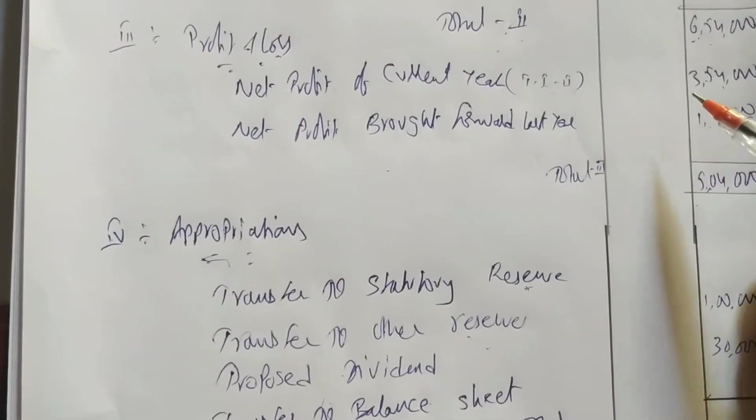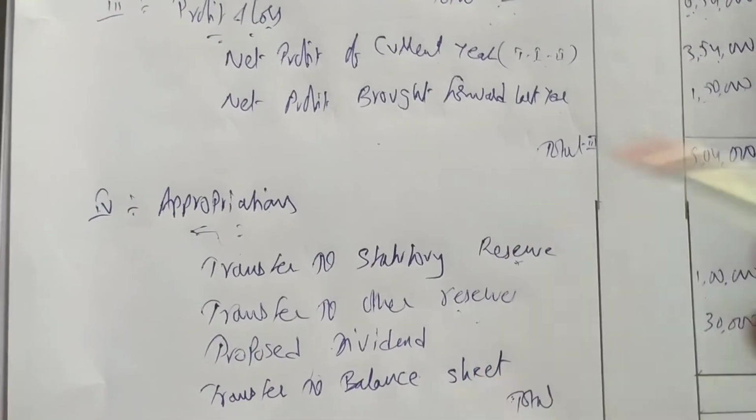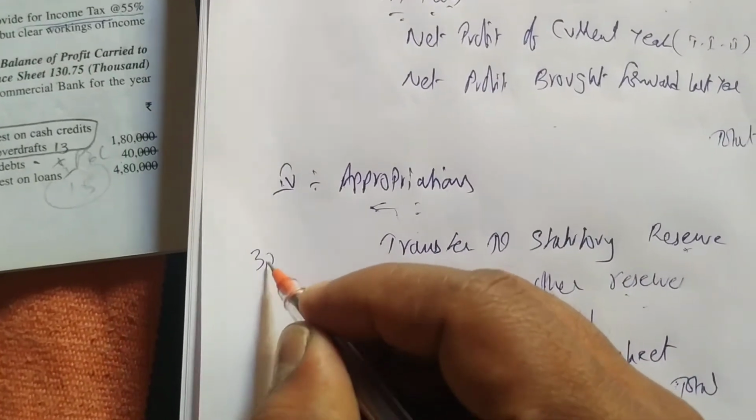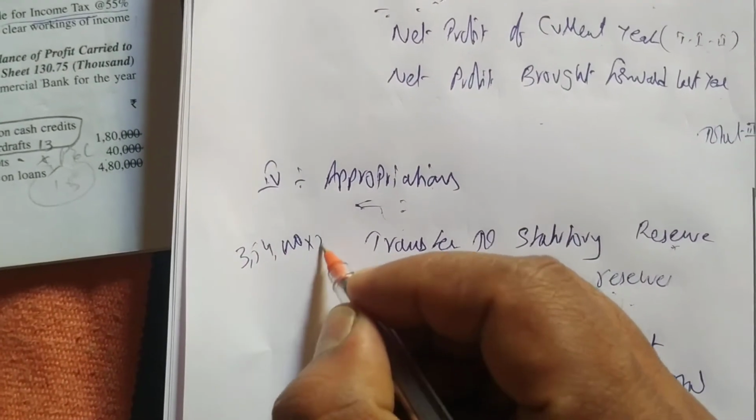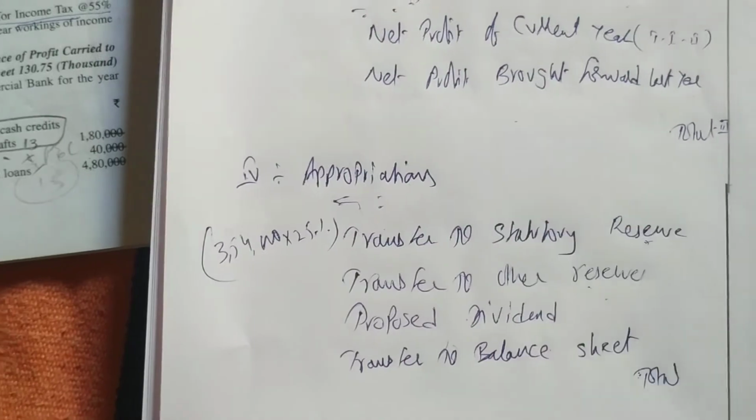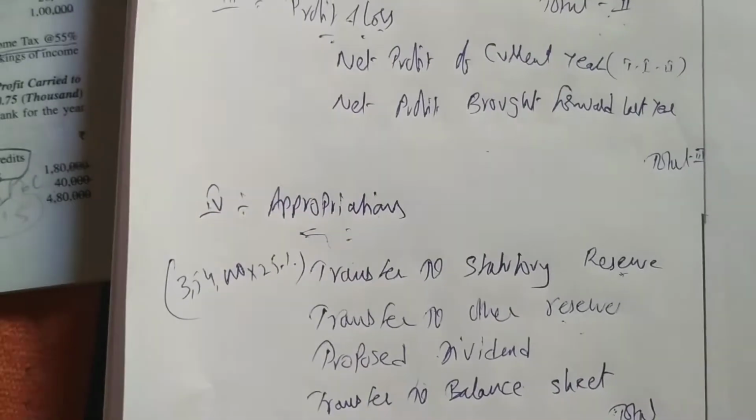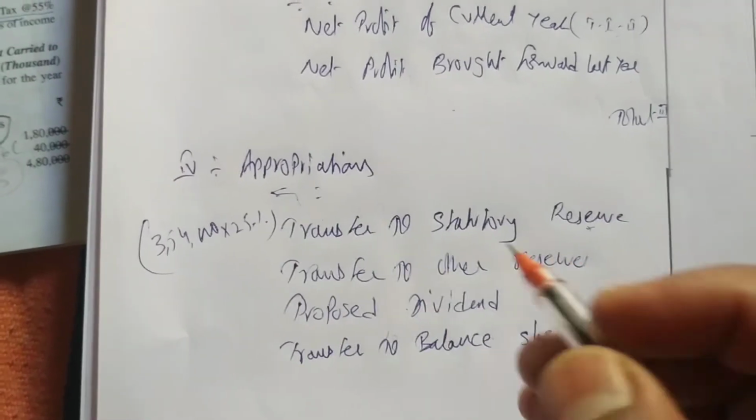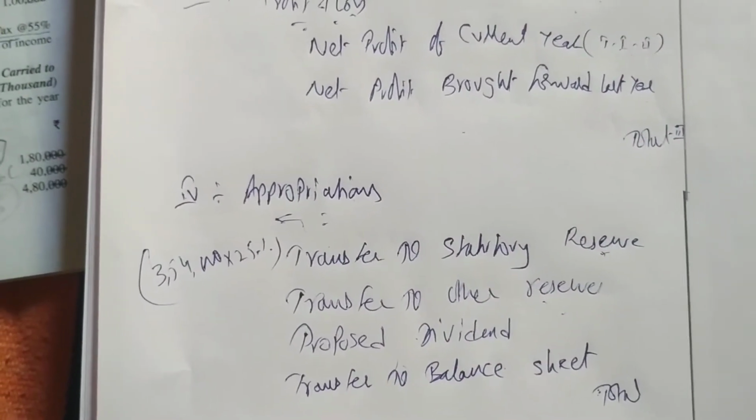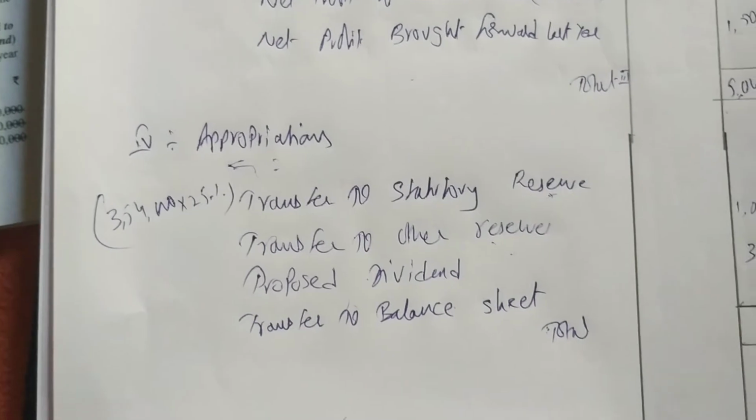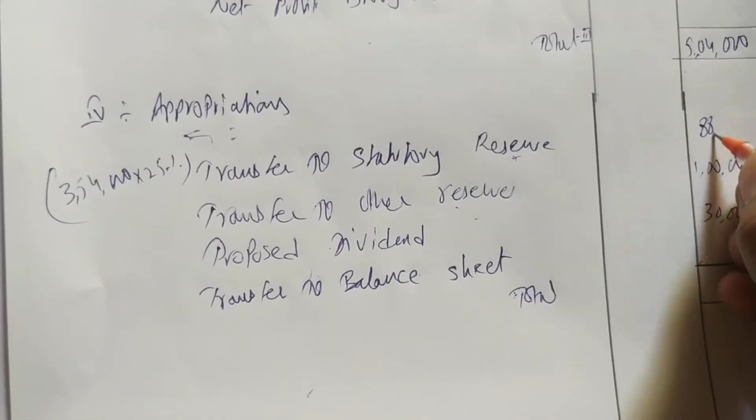From that we have to transfer 25% of current year profit to statutory reserve. So I am doing it here: 3,54,000 into 25% you transfer to statutory reserve. It's compulsory, you have to transfer. Even if the problem is silent, you have to transfer 25%. So 3,54,000 into 25%, we are getting 88,500.